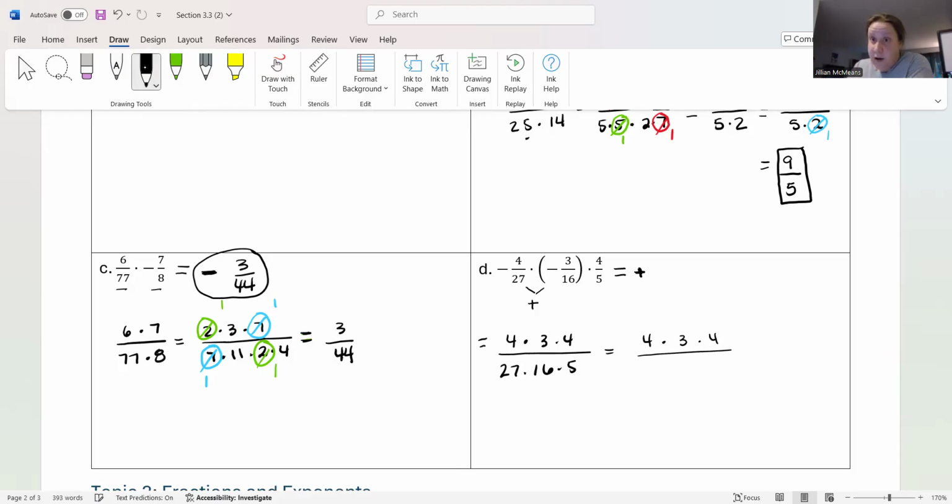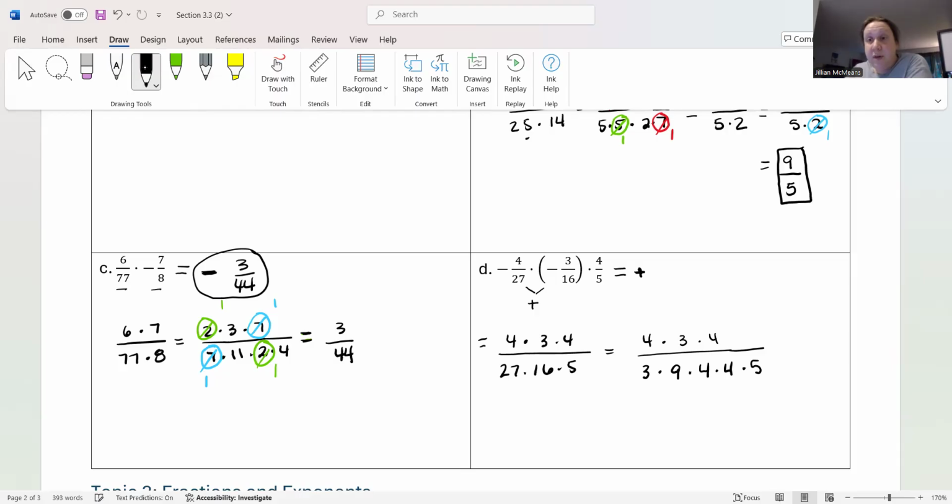My denominator, however, I'm definitely going to do some work. I know that 27 is divisible by 3. So I'm going to rewrite 27 as 3 times 9. And then 16 I know is divisible by 4. So 16 happens to be 4 times 4. And then 5 is prime, so I'm just going to rewrite it.